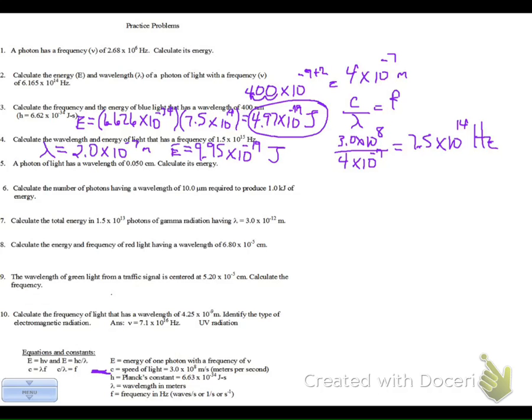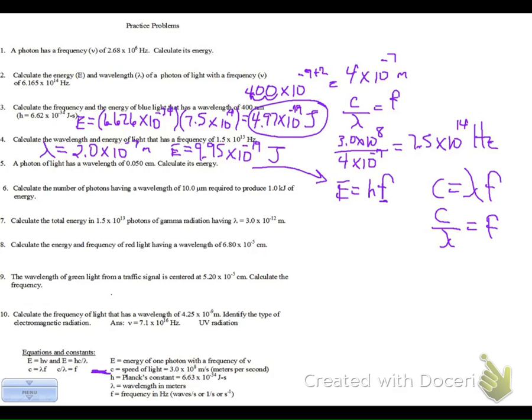Number 5 is going to be a little different. This time, we're given the wavelength, and we want to find energy. We don't have a formula that gives energy when you only know wavelength, but we can make one. Let's go over to the side here. We know that energy is equal to HF, and that C is equal to lambda F. If I had some way to convert wavelength into frequency, I'd be in business. So let's solve this other equation for F. C over lambda is equal to F.